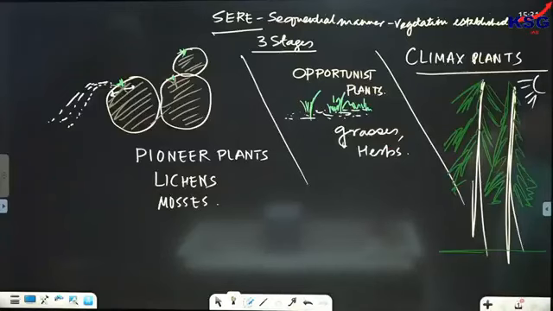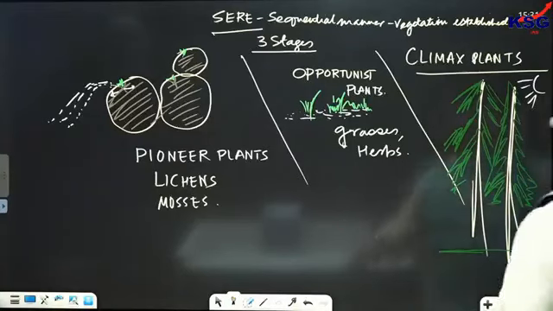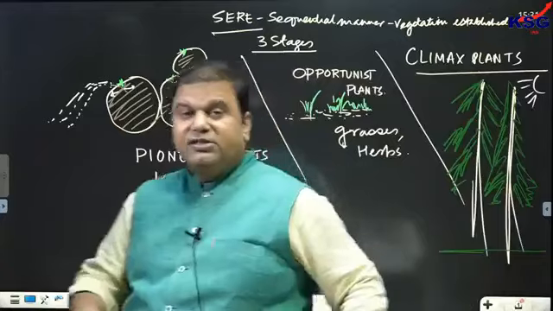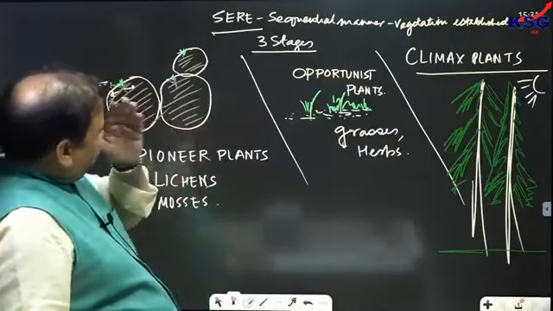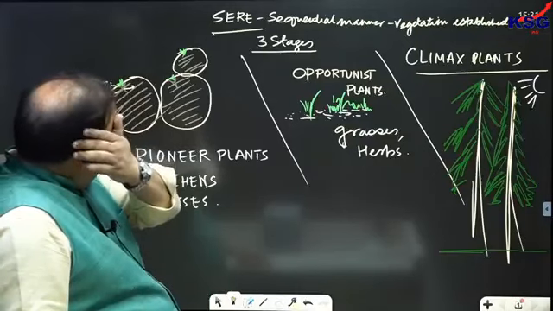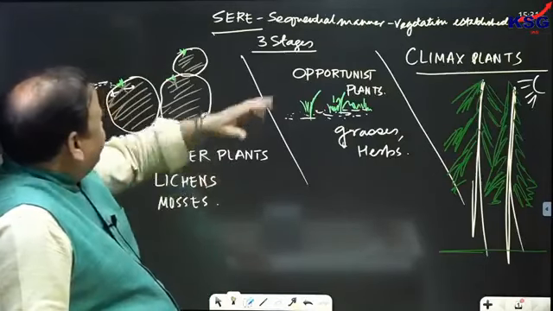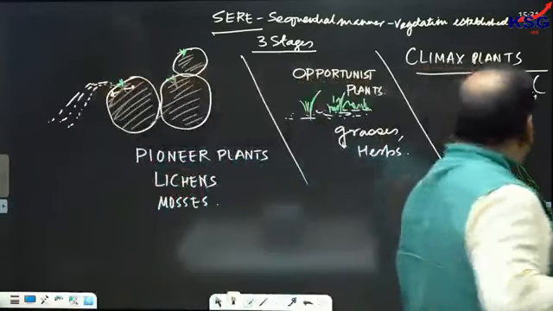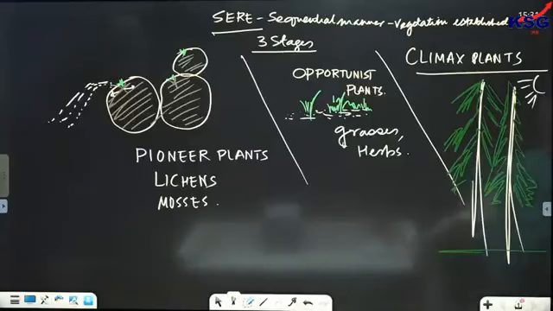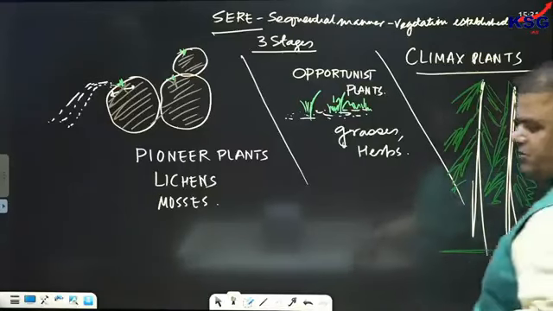Write down from the very beginning: Sere. It is the sequential manner through which vegetation gets established in an area. There are 3 stages in Sere. First, the phase of pioneer plants.